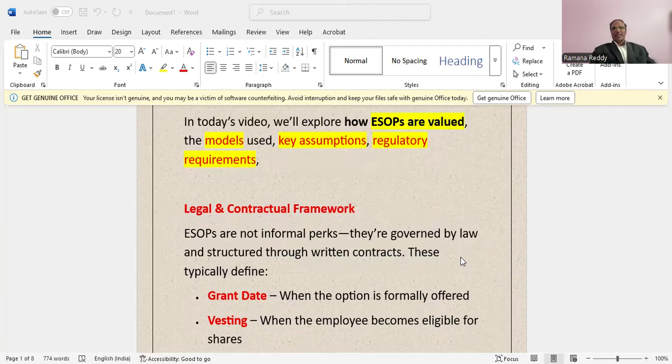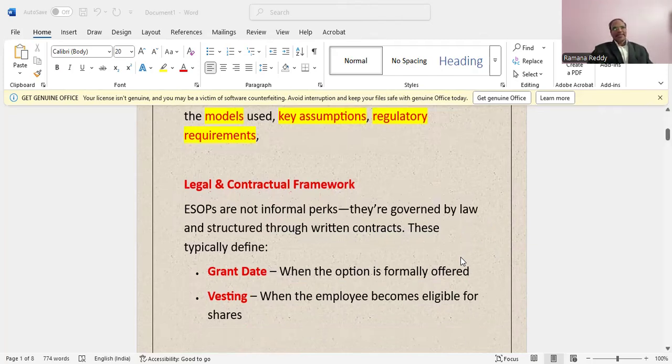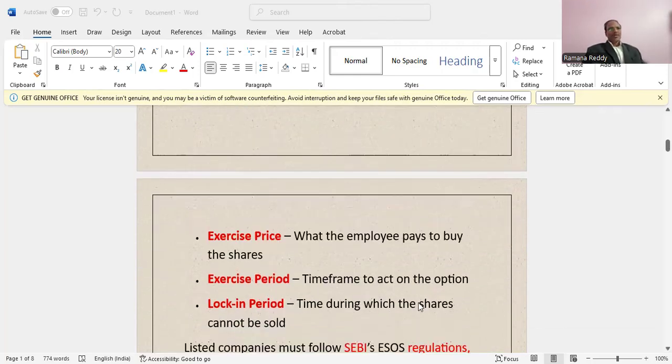These are typically defined by a grant date, when the option is formally offered. Vesting, when the employee becomes eligible for shares. The exercise price, what the employee pays to buy the shares. Exercise period, the time frame to act on the option. Lock-in period, it is not mandatory, it is optional. Lock-in period is a time during which the shares cannot be sold.